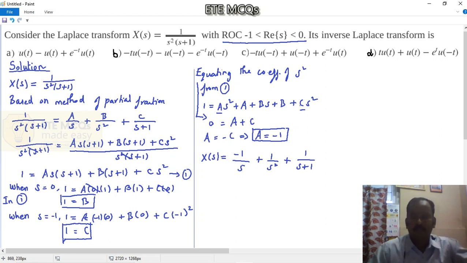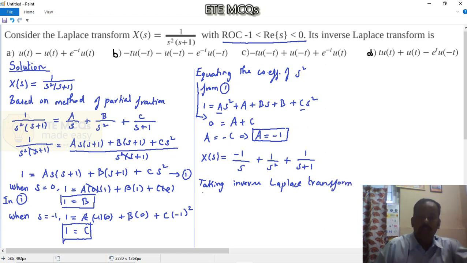Now we are supposed to take the inverse Laplace transform. The inverse Laplace transform has to be taken in such a way that the condition for the ROC is satisfied. So taking the inverse Laplace transform to satisfy the ROC.